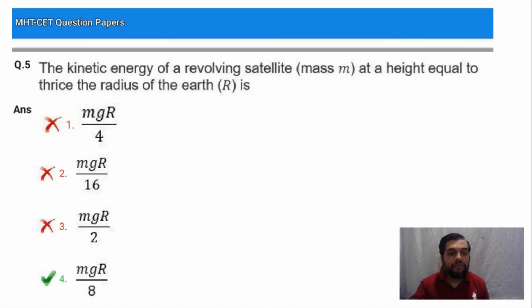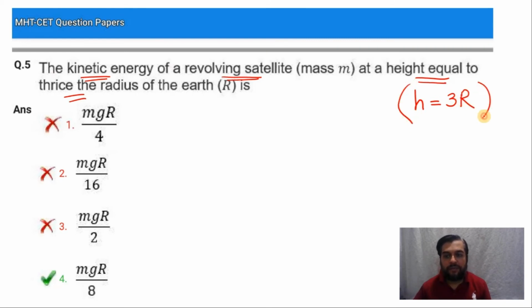Now moving on to the next question, fifth question. I'll read the question. The kinetic energy of a revolving satellite of mass m at a height equal to thrice the radius of Earth r is how much? Kinetic energy, okay, of a revolving satellite at a height equal to thrice the radius. Height equal to thrice the radius means the height from the surface of the earth of that satellite is 3 times the radius of the earth. Okay, this is one condition which is given to us. I'll require this at the later end.